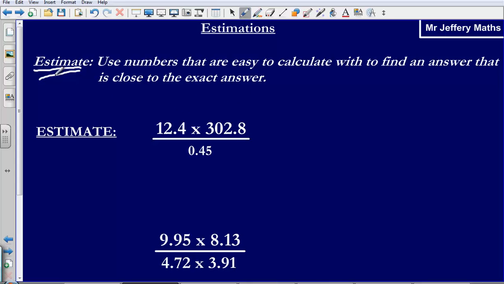Now when we're being asked to estimate, all that we're going to do is use numbers that are easy to calculate with to find an answer that is close to the exact answer. So we're not trying to find out what the exact answer is to 12.4 times 302.8 divided by 0.45. We're simply trying to find an answer that is quite close to this answer, so an approximate answer. Now the way in which we're going to do this in this video is we're simply going to round all of the numbers in the calculation to one significant figure.